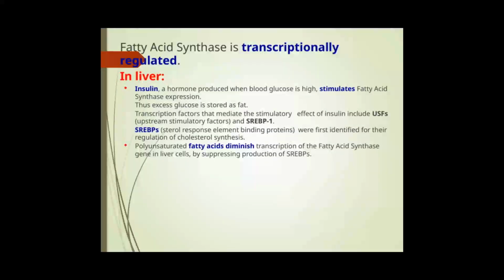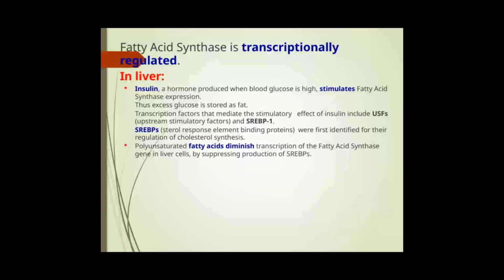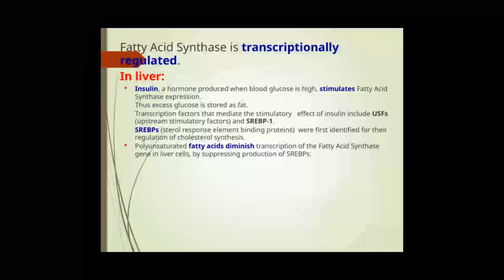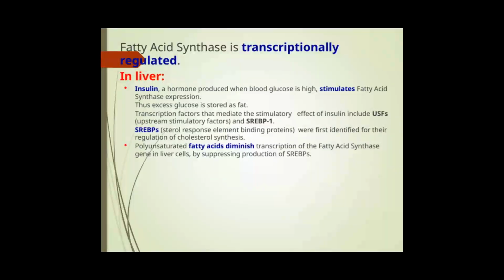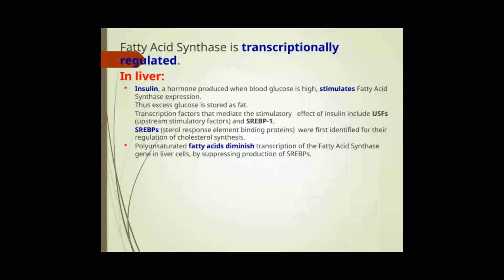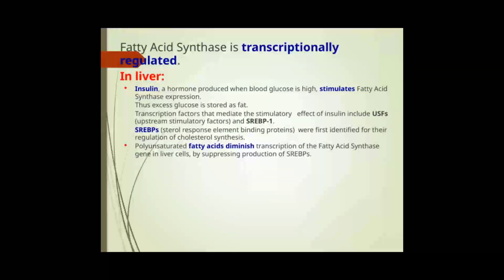The transcription factors that mediate insulin's stimulatory effect include USFs, or upstream stimulatory factors, and SREBP1, which stands for sterol response element binding protein 1. Now, it's interesting to note that SREBPs were initially identified for their role in regulating cholesterol synthesis, but they also influence fatty acid synthesis. Additionally, polyunsaturated fatty acids can actually diminish the transcription of the fatty acid synthase gene in liver cells. They do this by suppressing the production of SREBPs, which are essential for activating the gene.